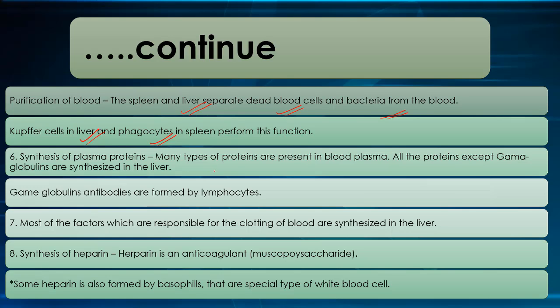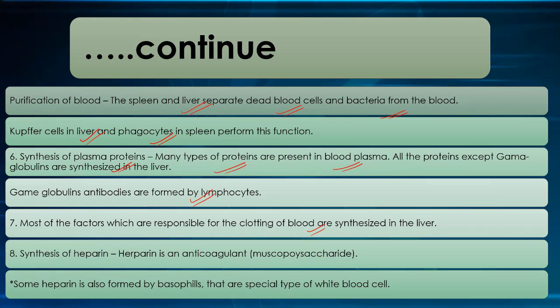Synthesis of plasma proteins. Many types of proteins are present in the blood plasma. All are synthesized in the liver except gamma globulins. Gamma globulins are the antibodies which are formed by lymphocytes. Most of the factors responsible for clotting of blood, the clotting factors, are synthesized in the liver.